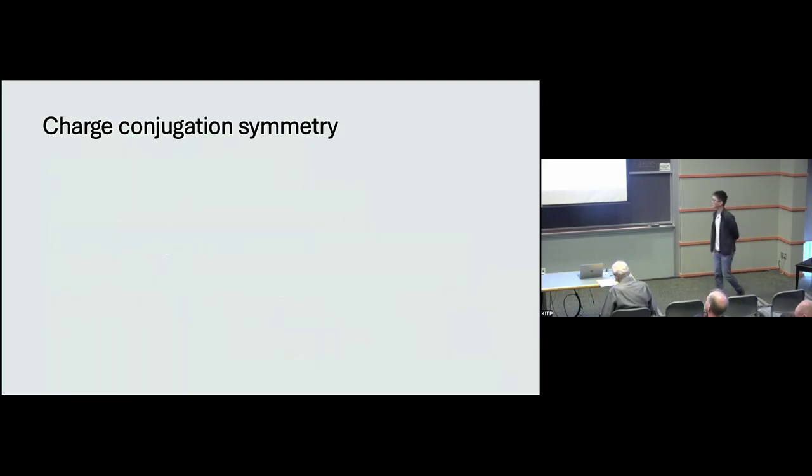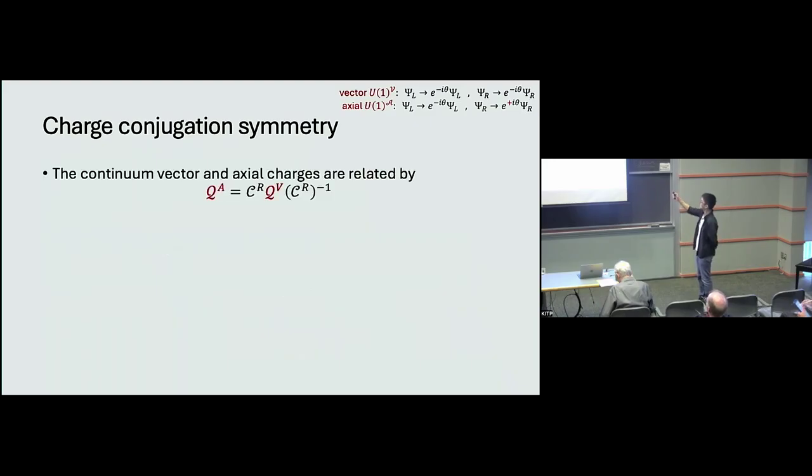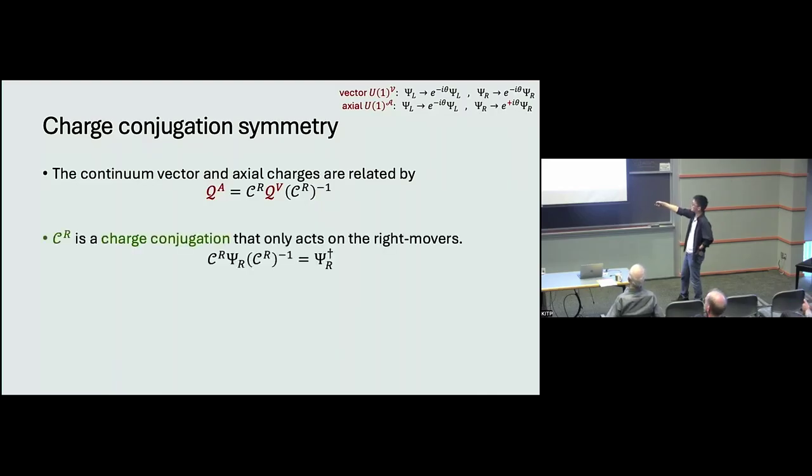Now this might be some of the more technical slides of the talk. So let's go back to the continuum for a minute. We have this U1 vector and U1 axial. This is the way they act on the fermions. One very simple observation that will be crucial for the rest of the construction is that the vector symmetry and the axial symmetry in 1+1d free Dirac fermion theory are related by conjugation of a charge conjugation symmetry. So this CR is a symmetry that takes the right-moving Weyl fermion to its dagger.